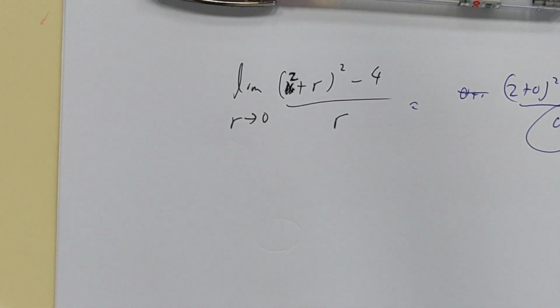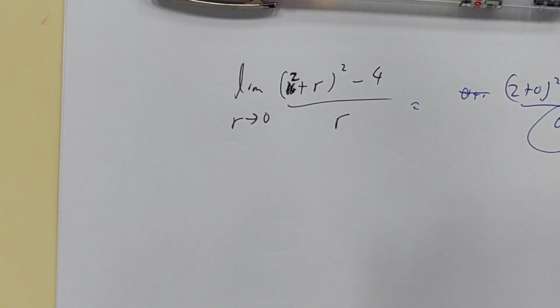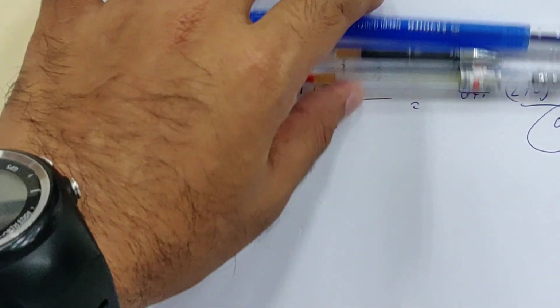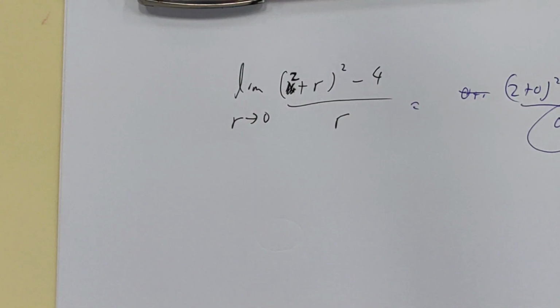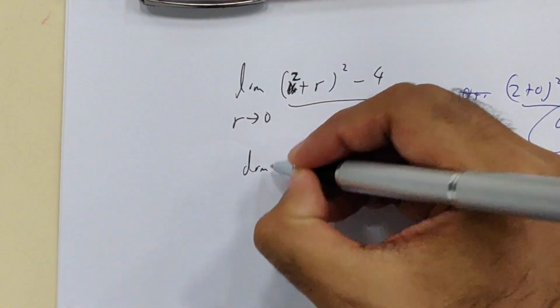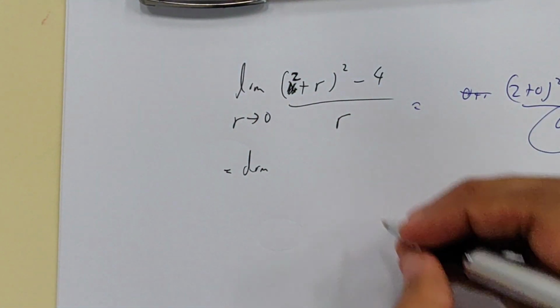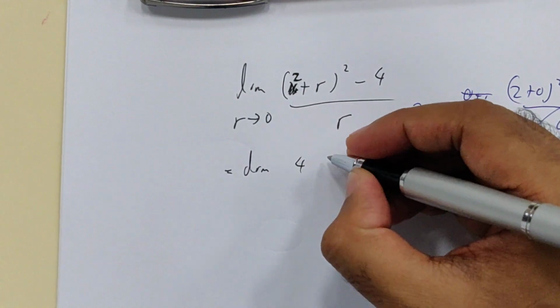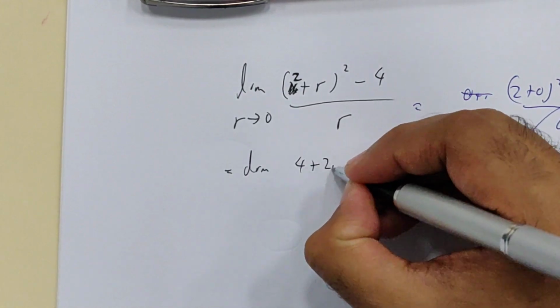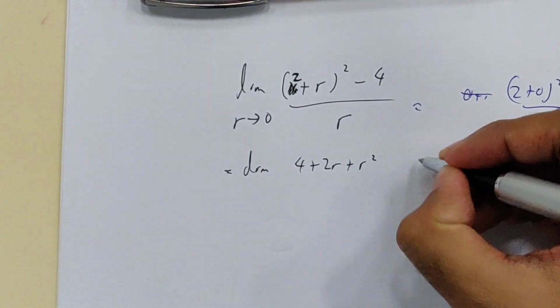You want to try? Give it a try. I'll give you 1 minute to solve. Okay? Go. Okay, so let's try. Let's get our work done. If you substitute, firstly we expand. We got ourselves 4 plus 2r plus r squared minus 4.